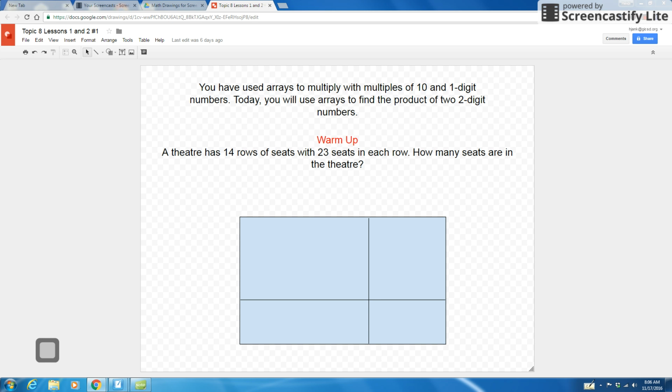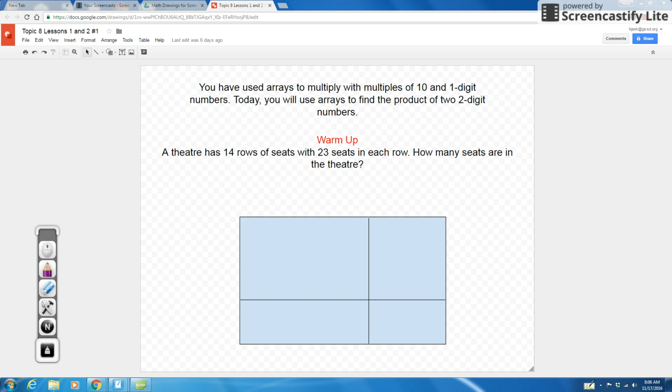So yesterday for math, we focused on using an array to help us multiply two-digit numbers. We're going to continue to do the same thing today, but you'll notice that our numbers are not going to be multiples of 10 today, but we're going to make them into multiples of 10 by breaking them apart to make them easier to work with.